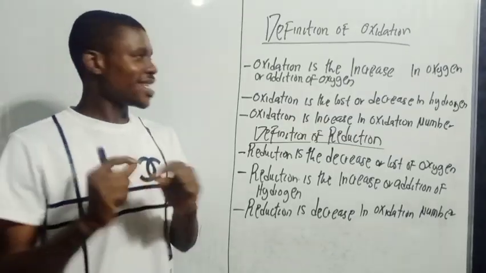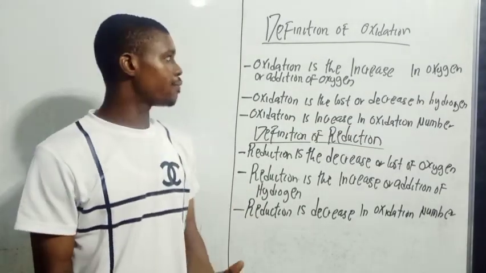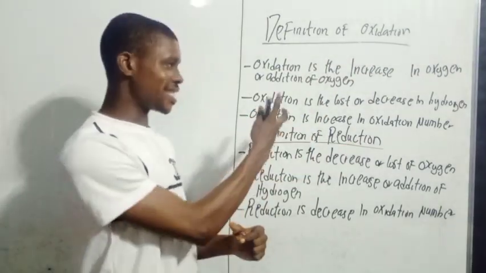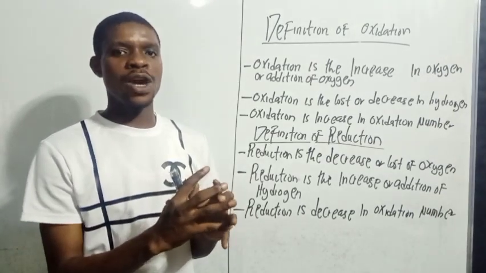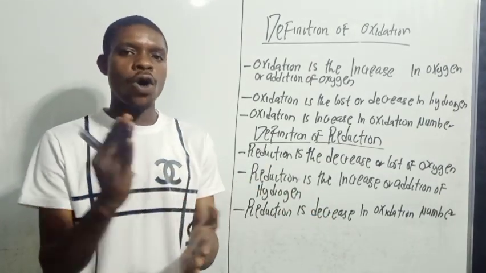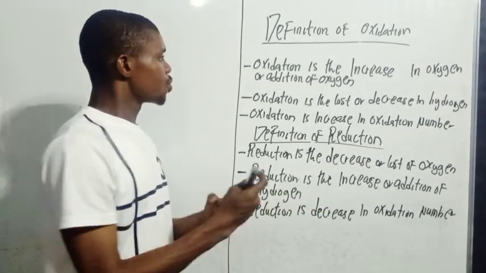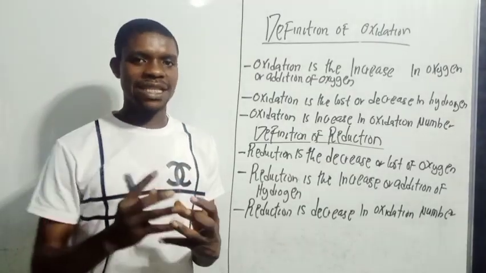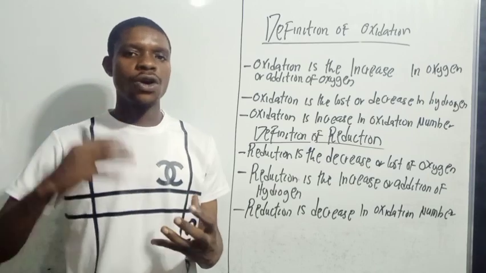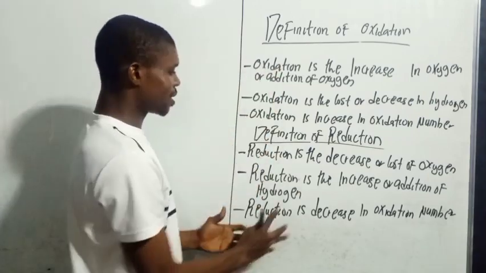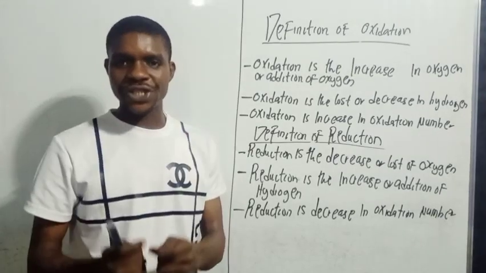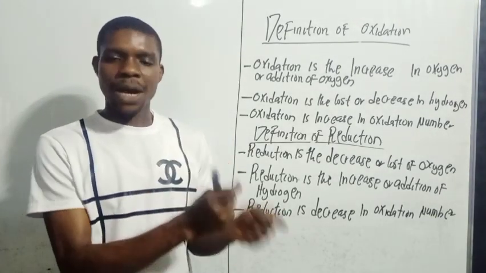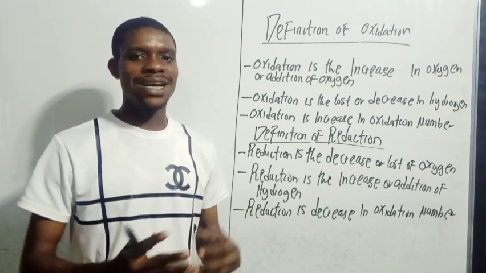So now let's look at each of the definitions of oxidation and reduction. You're going to want to take this down because this will be a roadmap on how to identify oxidation and reduction. Then you start looking at various examples. If you can master what I want to teach in this video, then identifying oxidizing and reducing agents in JAMB Chemistry will be the easiest thing you ever see.